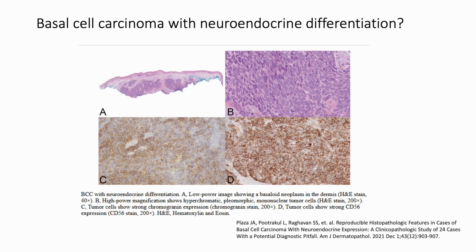First, let's examine a figure from the article. It shows a typical basal cell carcinoma that is diffusely positive for the neuroendocrine markers, chromogranin, and CD56. The authors interpret these findings as indicative of basal cell carcinoma with neuroendocrine differentiation. But does such an entity exist? Basal cell carcinoma with neuroendocrine differentiation?